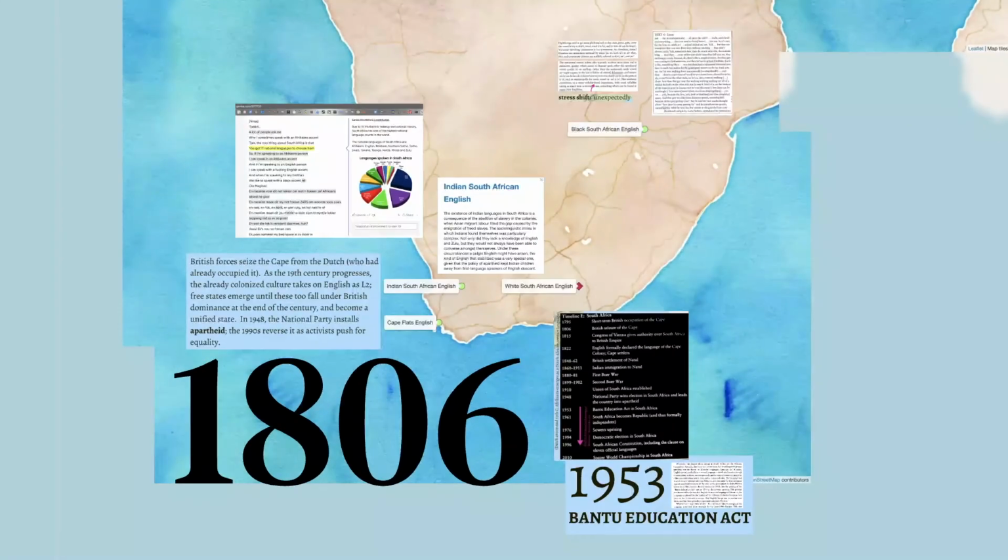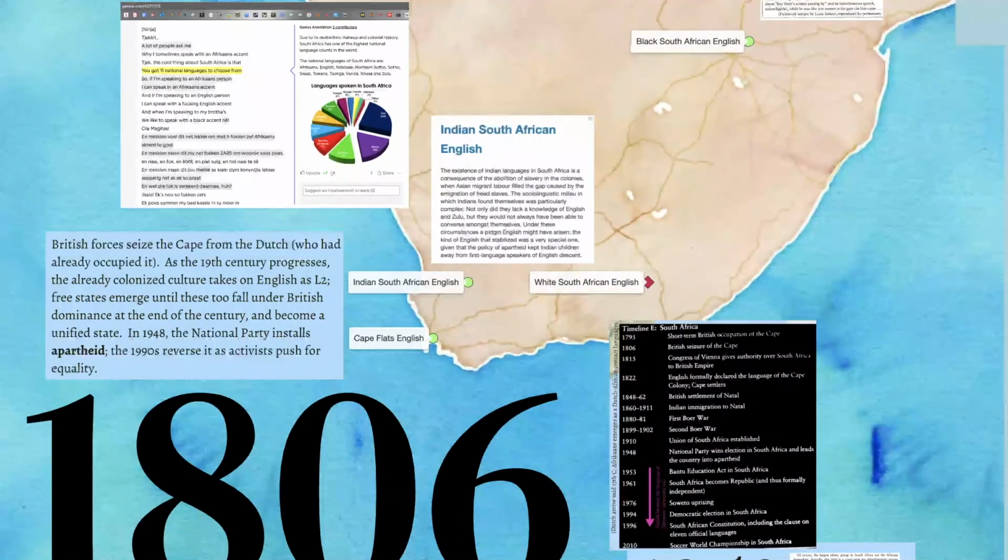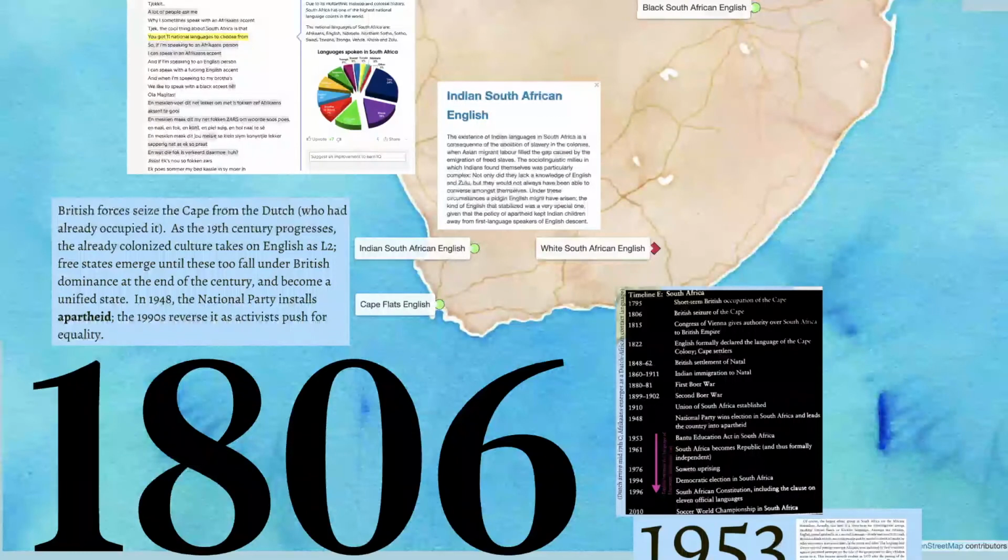In 1806, soon after that, we have the initiation of English in South Africa, and the South African Englishes that again are here marked by race, often black South African, white South African, Indian South African Englishes. It is in 1806 that British forces seize the Cape at the southern tip of Africa from the Dutch, who had already occupied it. So we have an already colonized culture that takes on English as L2.